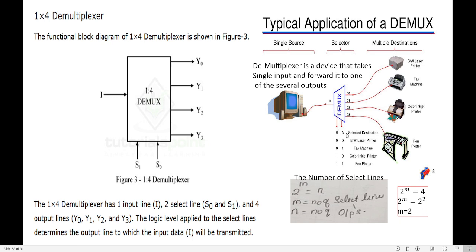So there are 2 select lines, A and B. If the select lines are 0, 0, the input x will be forwarded to D0, the first output. If the select lines are 0, 1, the input x will be forwarded to D1. If it is 1, 0, input x is forwarded to D2. If it is 1, 1, input x is forwarded to D3. This is a demultiplexer. The job of a demultiplexer is one input, several outputs. It is used to forward the single input to any one of the several outputs depending upon the selection lines.